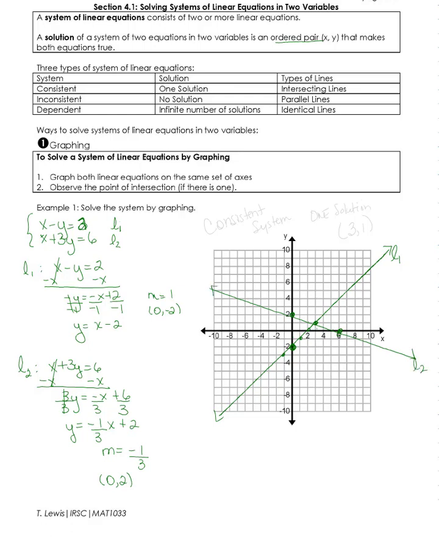Here's line 2. So now you should be able to see the point where the two lines intersect. So we have a consistent system that has one solution. And that solution is (3, 1).